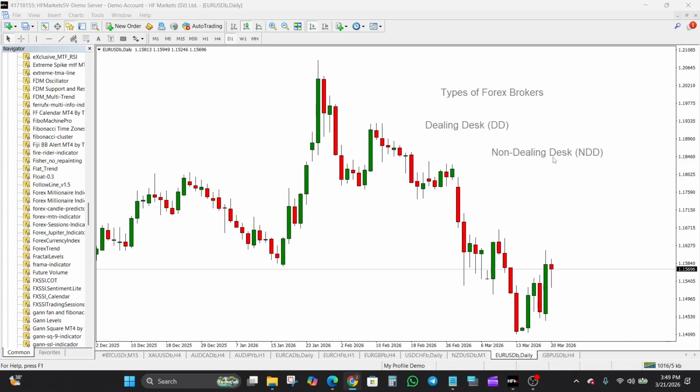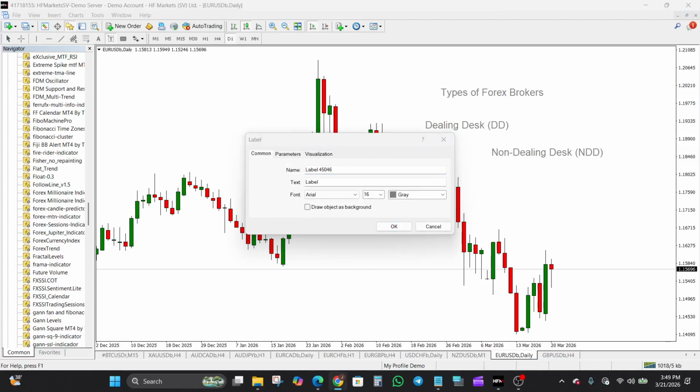Then the non-dealing desk brokers, on the other hand, connect your trades to external liquidity providers. This category includes the ECN and the STP brokers.